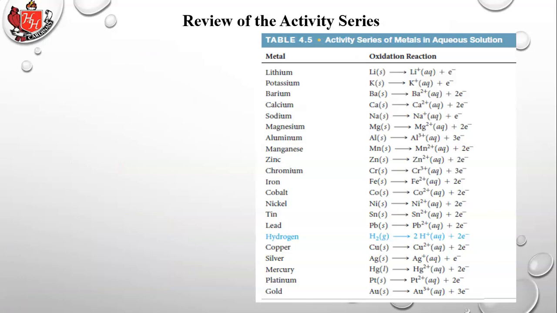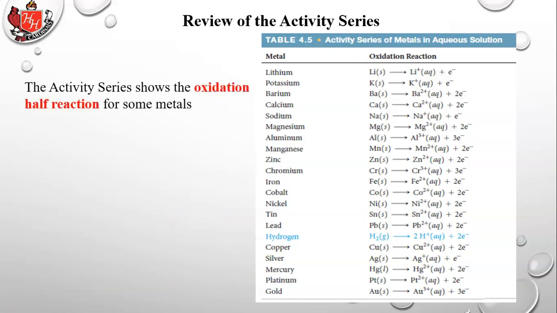All right, so here's the activity series. We've been using that for some time now, going back to lesson 35. So the activity series shows the oxidation half reaction for some metals. So it shows how a neutral atom will give up electrons. So lithium, for example, will give up one electron to become a lithium 1+ ion, whereas barium will give up 2 electrons to become a barium 2+ ion. And we learned how to figure out what those charges would be.